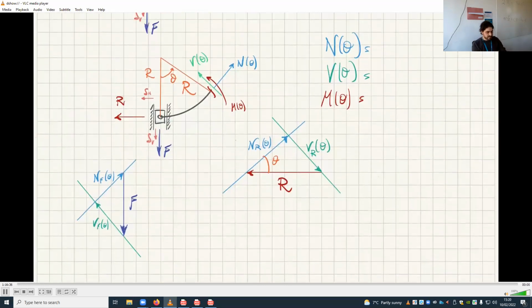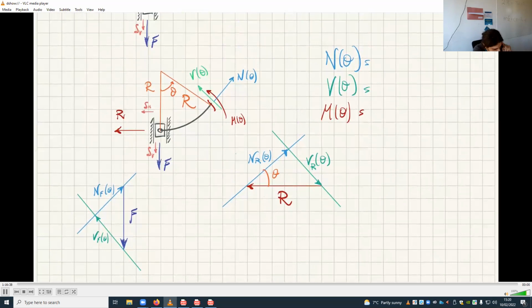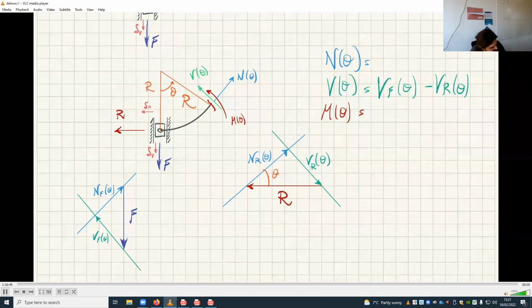So see, V of theta in total is VF of theta minus VR of theta. Can you see why it's minus? This is in the same direction that I've drawn it. This is in the opposite direction. N of theta, though, is this plus this. Is NF of theta plus NR of theta.